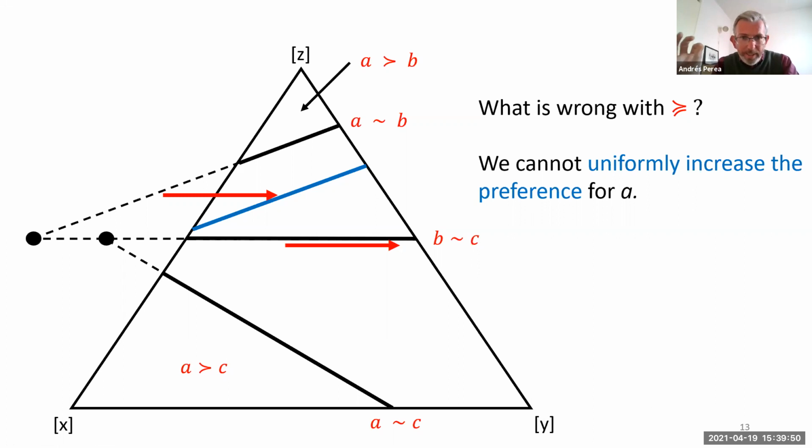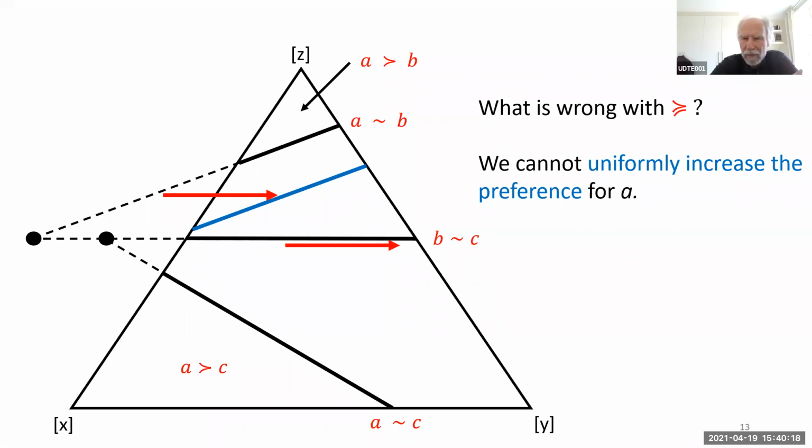What's the crucial thing is that the amount by which you increase the preference intensity of A compared to B should be the same as the amount by which you increase the preference intensity of A compared to C. So somehow the degree by which you make A better relative to B should be the same as the degree by which you make A better relative to C.